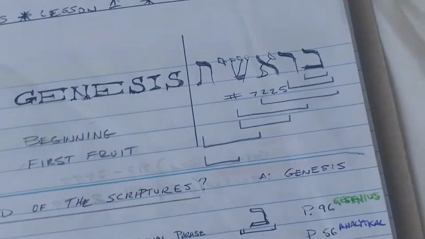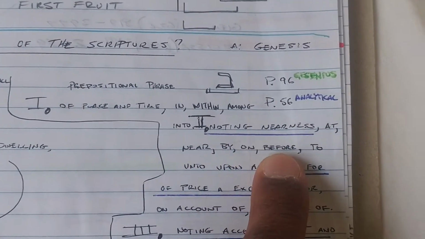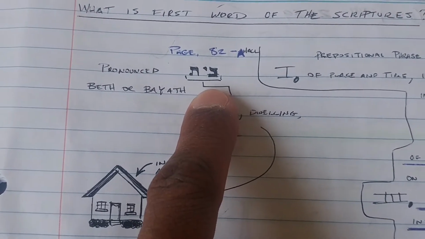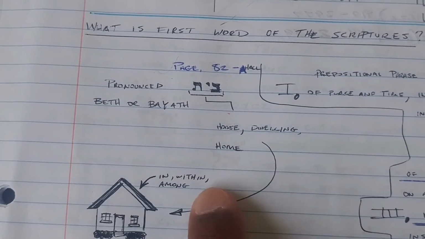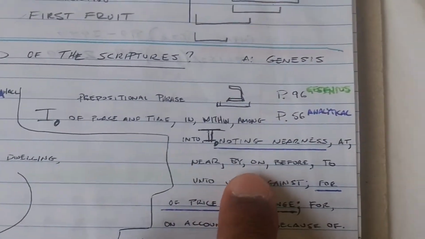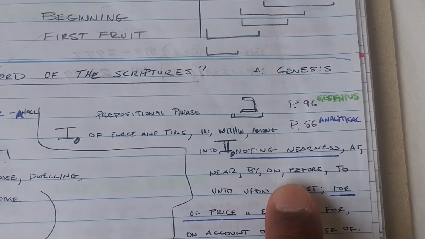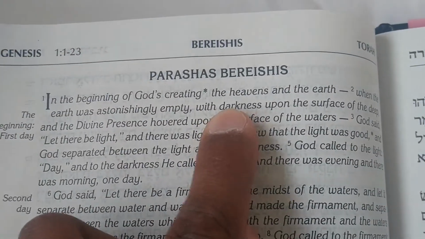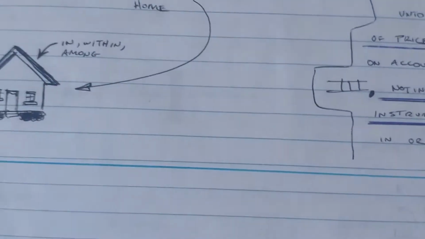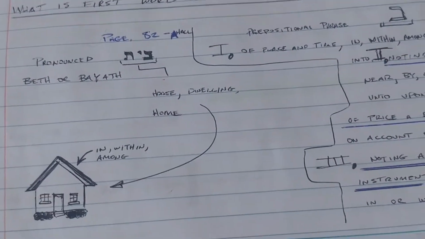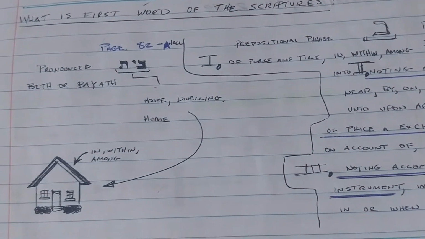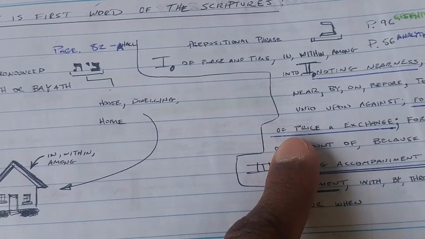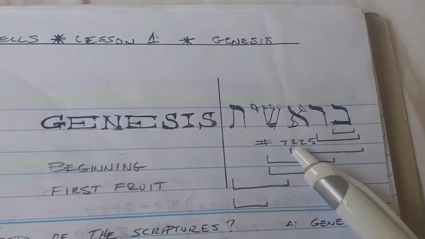Okay? Now we have that listed here. Let's review. Noting nearness. Okay? This is a house. Bayat is the pronunciation of this character. It means home, dwelling, house, in, with, among, nearness. Okay? Noting nearness, at, near, by, on, before, to, upon, against, for. When we read in the beginning of God's creating the heavens and the earth, and we look at this, we have a bird's eye view on what this actually means. Okay? The Most High created the firmament. It is our home. It is our dwelling. It is our house.